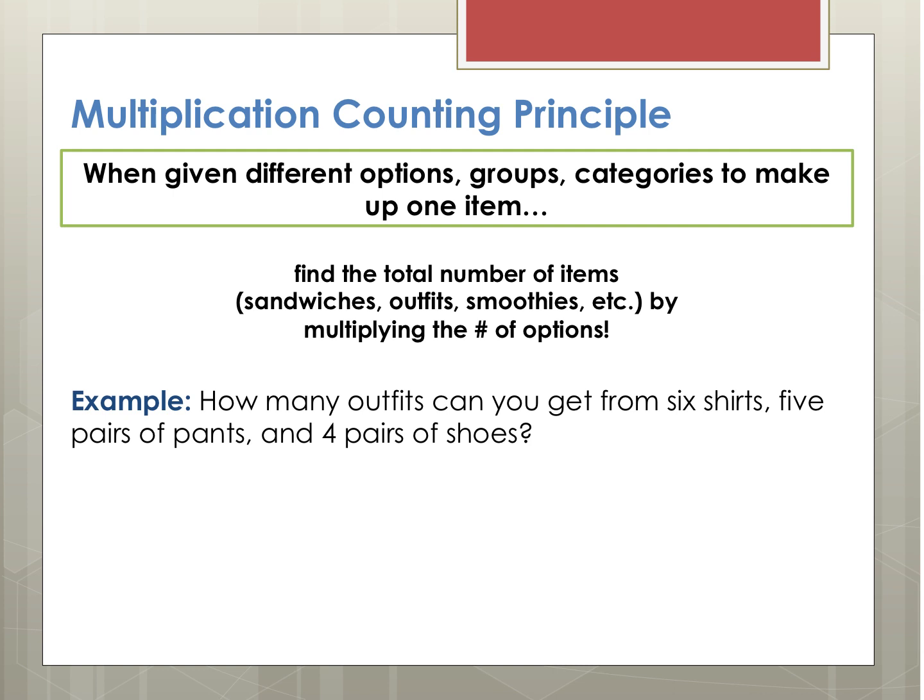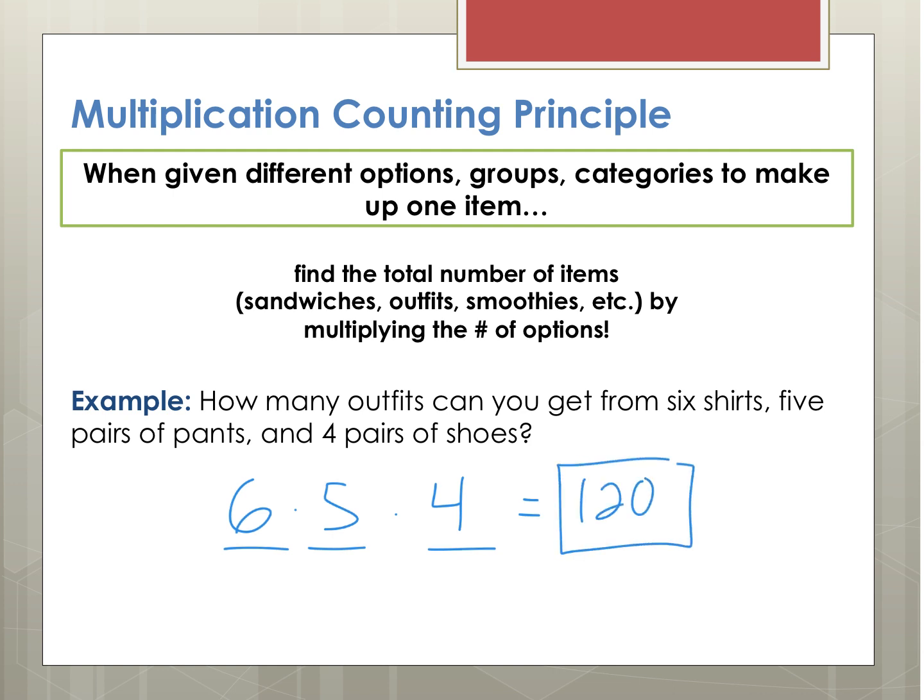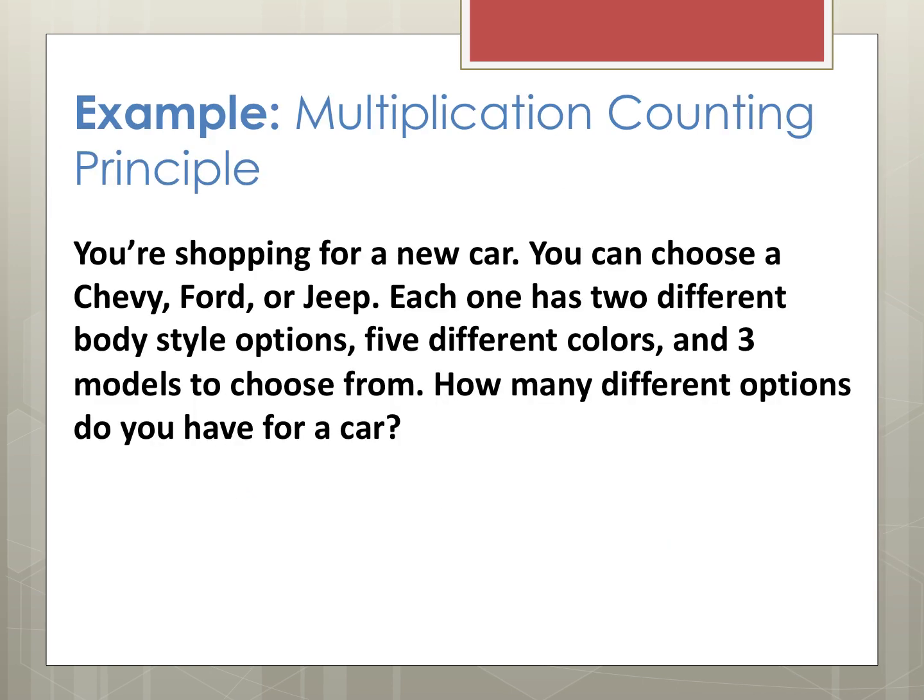So in the example below, it says, how many outfits can you get from 6 shirts, 5 pairs of pants, and 4 pairs of shoes? Well, if I have 6 shirts, 5 pairs of pants, 4 pairs of shoes, by the multiplication counting principle, if I multiply all those numbers together, you're going to end up getting 120 different possible outfits that you can wear. Let's take a look at this one.